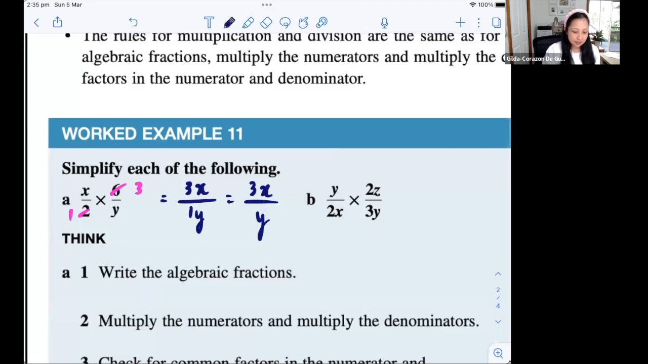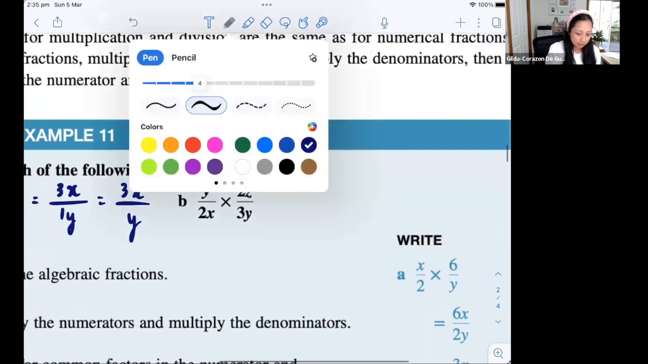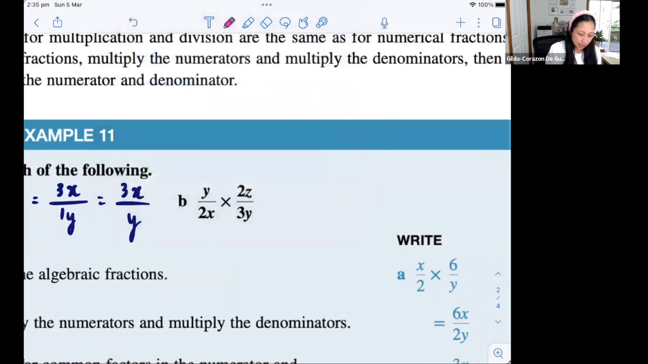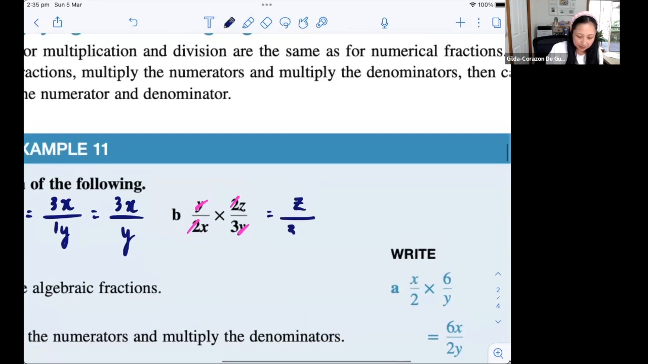Okay, the same thing with this one here. You have what? y and y cancels out, 2 and the 2 cancels out, and therefore what we have left on top is z over x times 3. We don't write x3, but instead we write 3x. Numbers first and then letters.